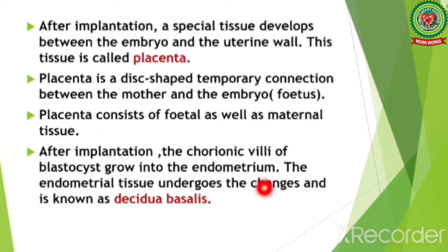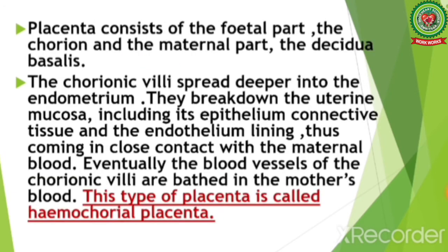After implantation, the chorionic villi of blastocyst grow into the endometrium. The endometrial tissue undergoes changes and is known as decidua basalis. Placenta consists of the fetal part, the chorion, and the maternal part, the decidua basalis.